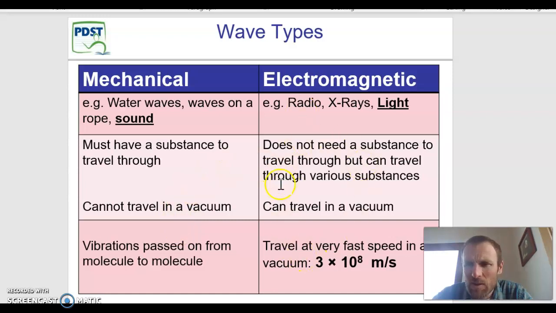I'm not going to get too much into electromagnetic waves now because we're going to hit that again in detail. So I'm going to focus on the mechanical waves today.